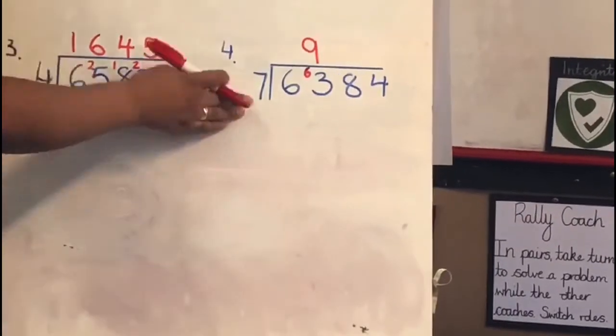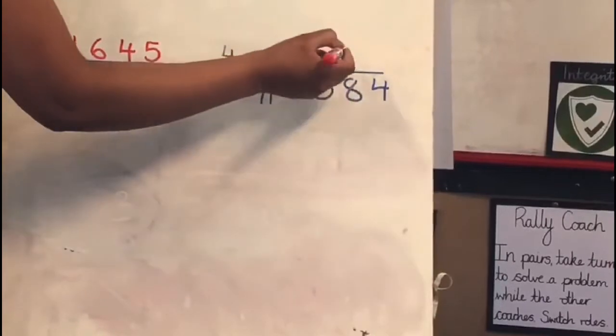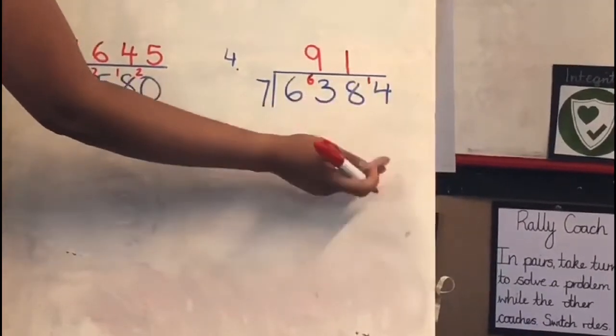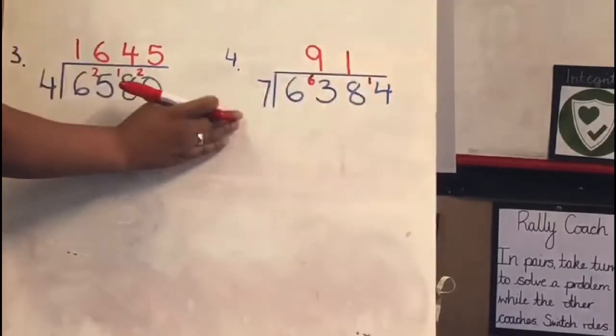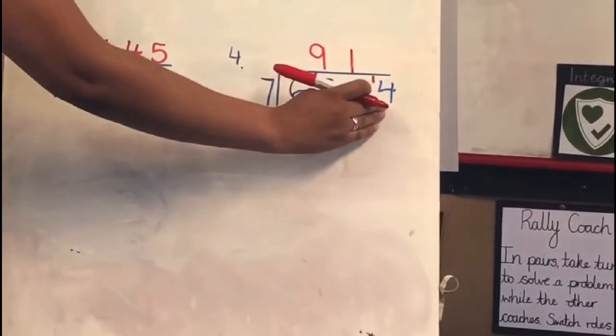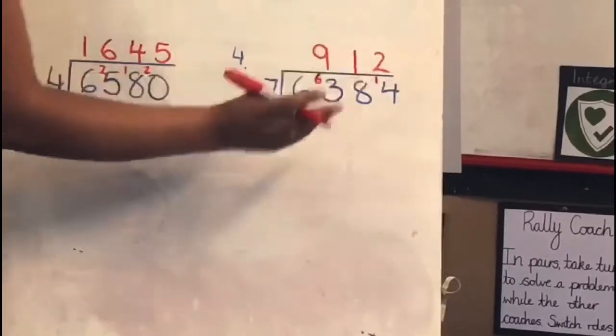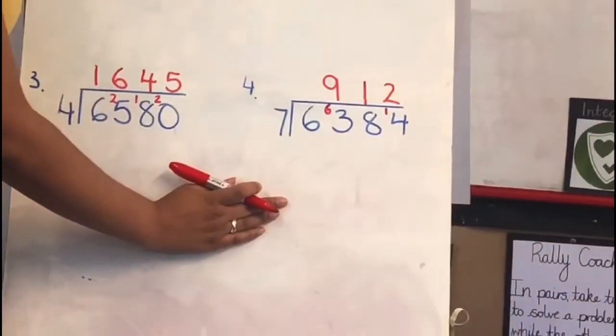Moving on to the next number, how many 7's go into 8? I know 1 7 goes into 8, and I have 1 remainder. So I put that next to 4, and the 4 now becomes 14. And I do how many 7's go into 14? I know 7 times 2 equals 14. So I put the 2 up here, and I know my answer is 912.